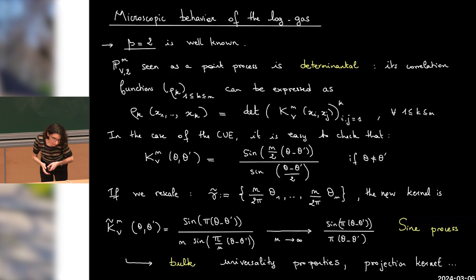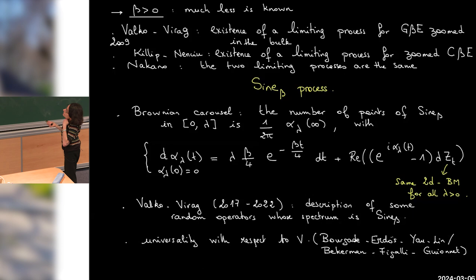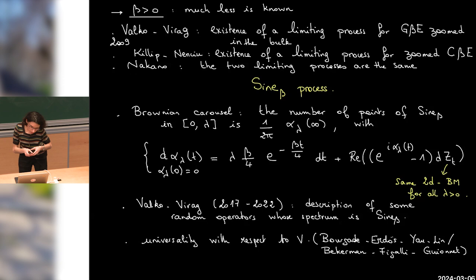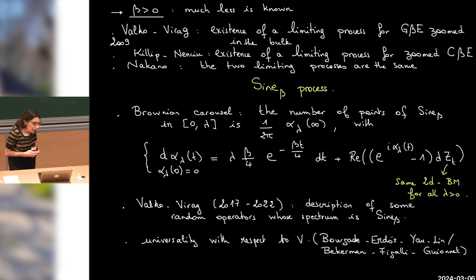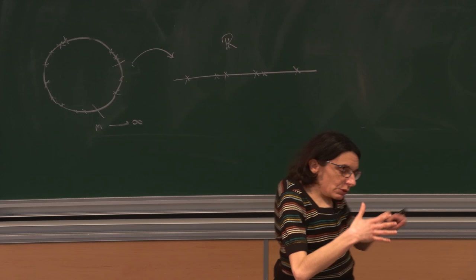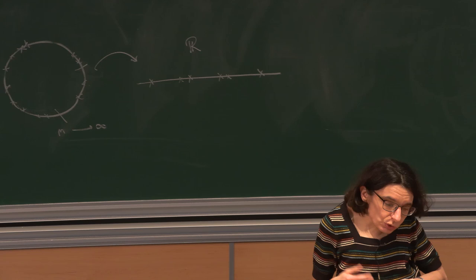And so now, if I go to general beta, then much less is known. The limiting process is harder to describe. So the story starts with Valko and Virag around 2009. They show that if you look at the G-beta-E, so any beta positive and quadratic potential, and you zoom on the right scale on the process on the line, what you see is some limiting process.